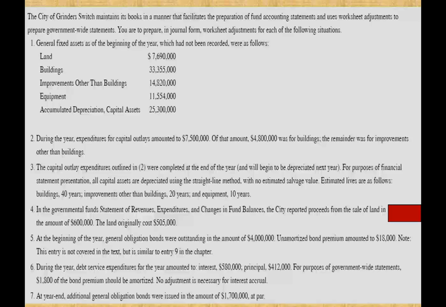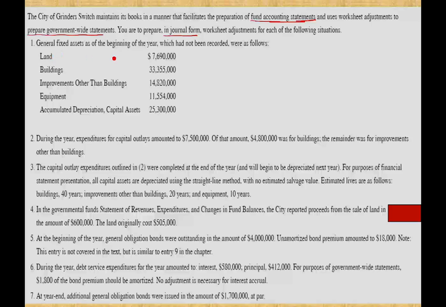So the city of Grinder Switch maintains its books in a manner to facilitate the preparation of fund accounting financial statements. So when they prepare the fund accounting, obviously they use modified accrual and use worksheet adjustments to prepare the government-wide statements. So they use the worksheet to prepare the government-wide financial statement, to prepare the adjustments. You are to prepare, in journal form, the worksheet adjustments. We don't have the complete worksheet, but you're going to see what the adjustments would look like.